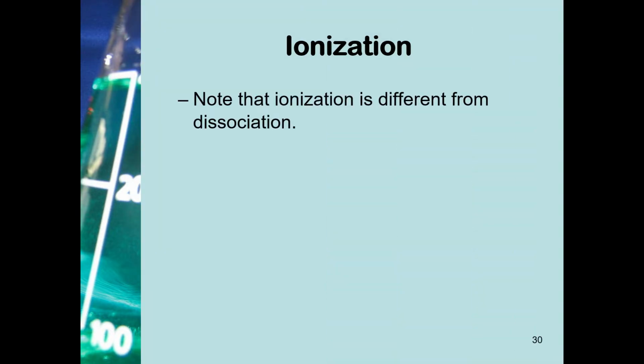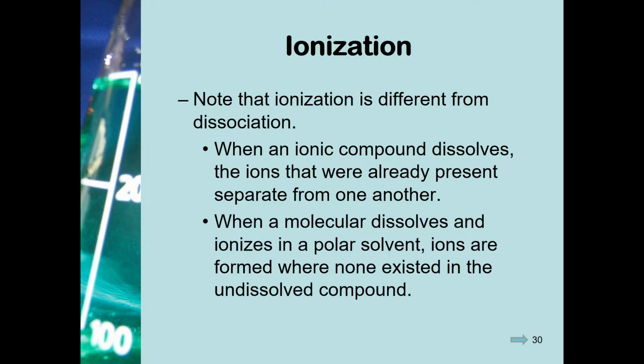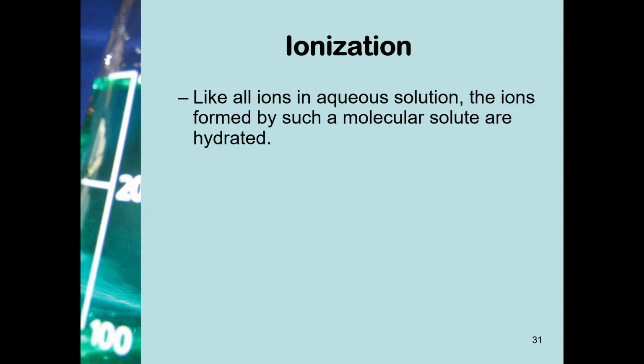Note that ionization is different from dissociation. When an ionic compound dissolves, the ions that already were present separate from one another, and when this molecular compound dissolves and ionizes in a polar solvent, these ions are formed when there were no ions present to begin with. Now, like all ions in aqueous solutions, the ions formed by such a molecular solute are hydrated. So each ion actually has water molecules attached to it, so that makes it hydrated.